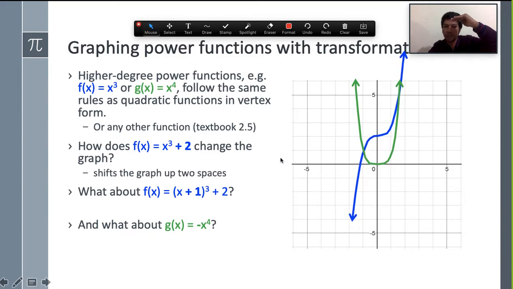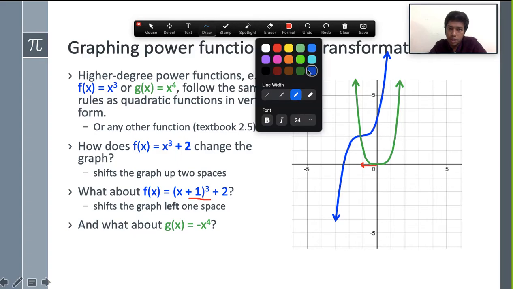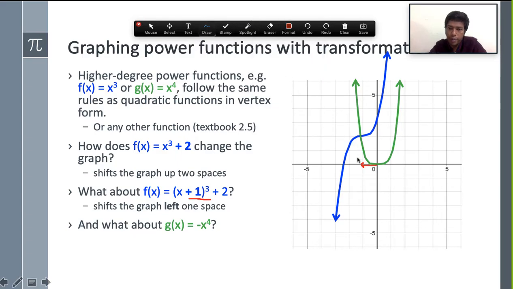See what happens with this one. So the graph is now here. Let me draw it so that you can understand. For this one, what happened here is the graph came here, and for this plus 2, the graph went 2 units up here. This is for this plus 2.